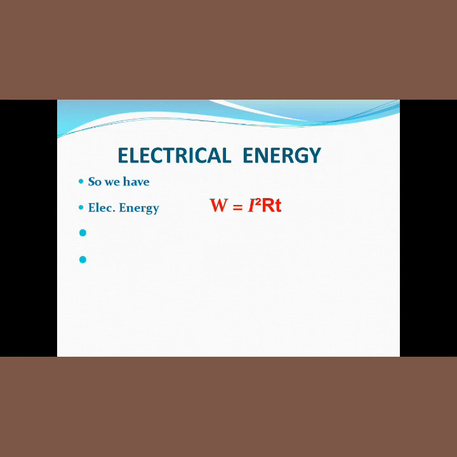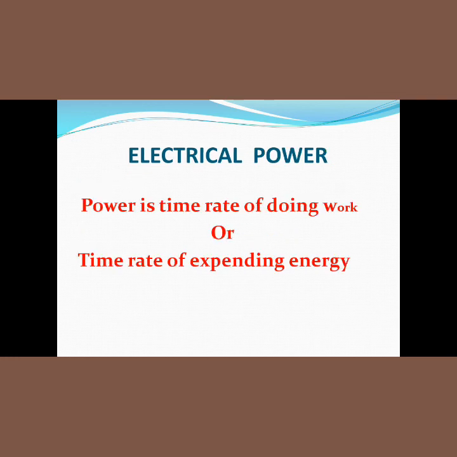So finally, the three forms of the electrical energy we have are W equal to I square Rt, then W equal to V square t by R, and finally W equal to VIt. They all represent the same physical quantity, that is the electrical work or the electrical energy. Let us now see what electrical power is all about.